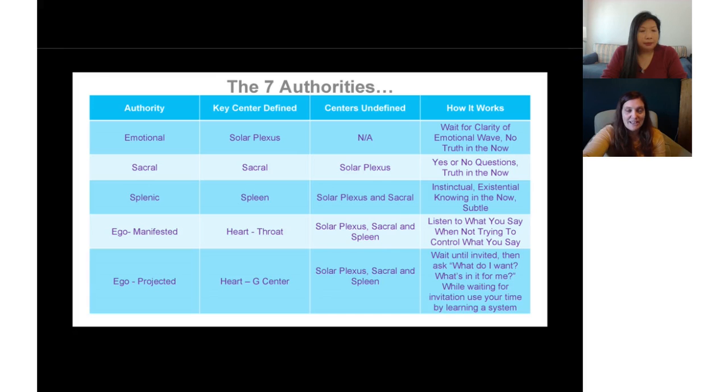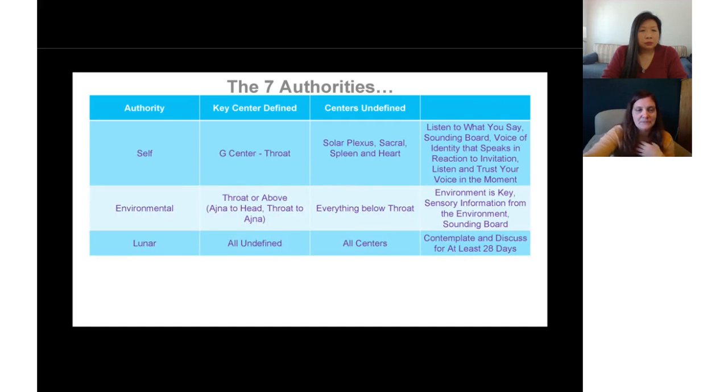All right. So there are seven authorities, and yours is the sacral, which comes from having that sacral center defined and your solar plexus undefined. And like we said, it's the yes or no questions, and the truth and the now is how you follow that. I won't go through all these other ones right now.